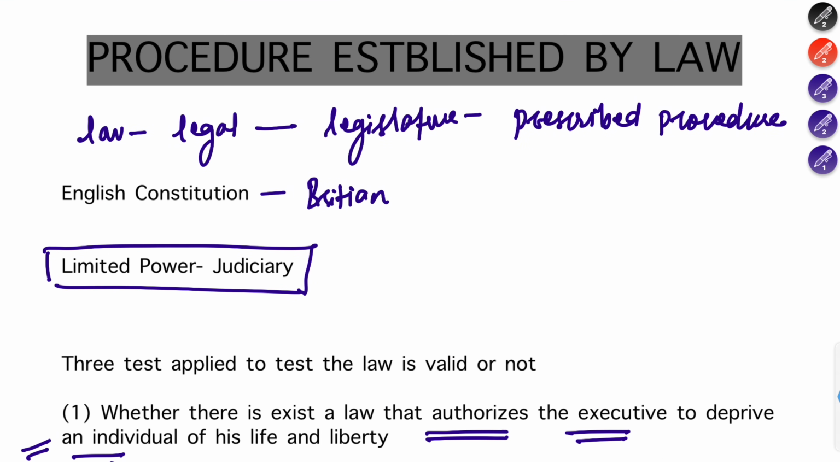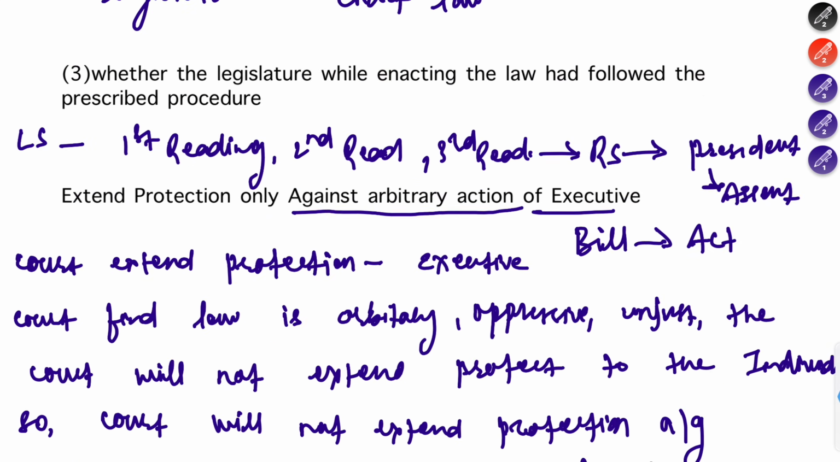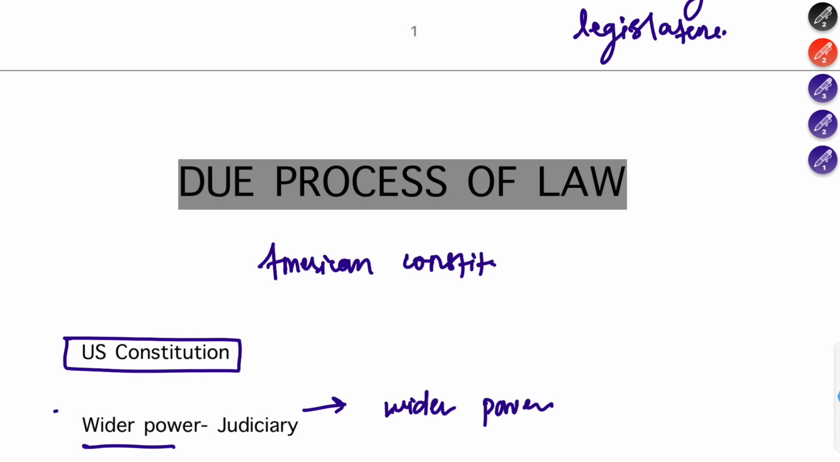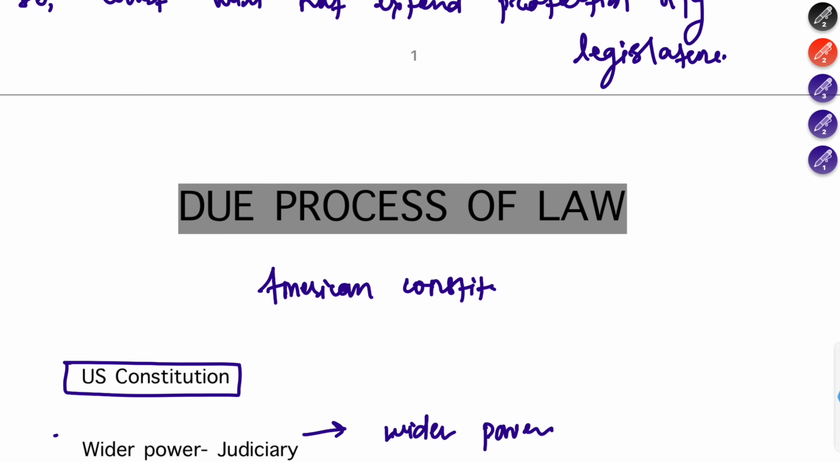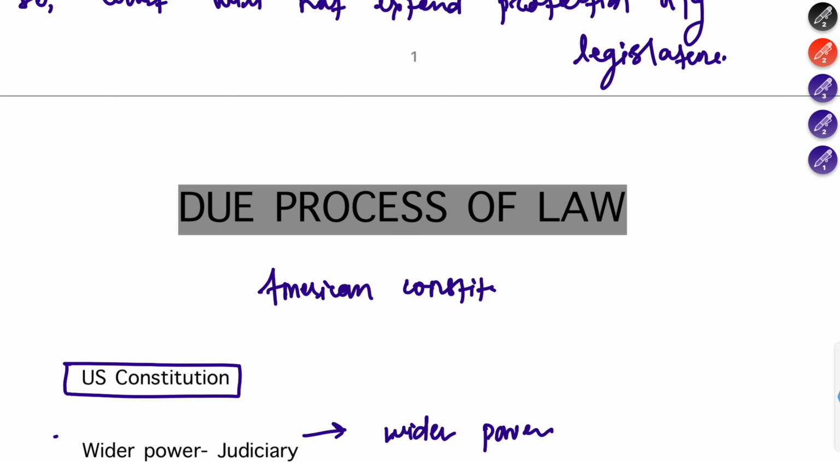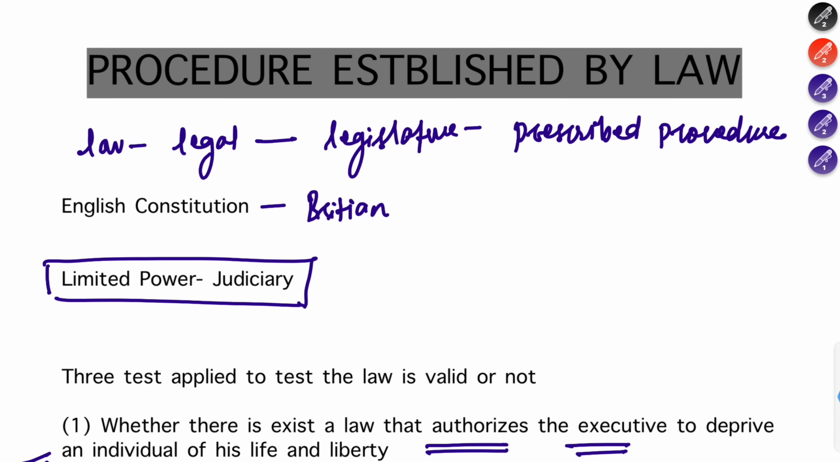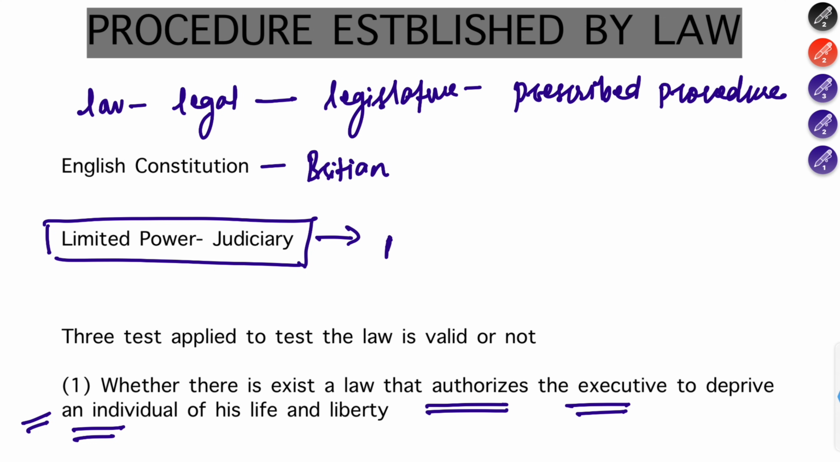So procedure established by law came from the English constitution, from Britain, and due process of law came from the American constitution, which is the US constitution. Due process of law is a wider power on the judiciary, and procedure established by law is a narrow power on the judiciary.